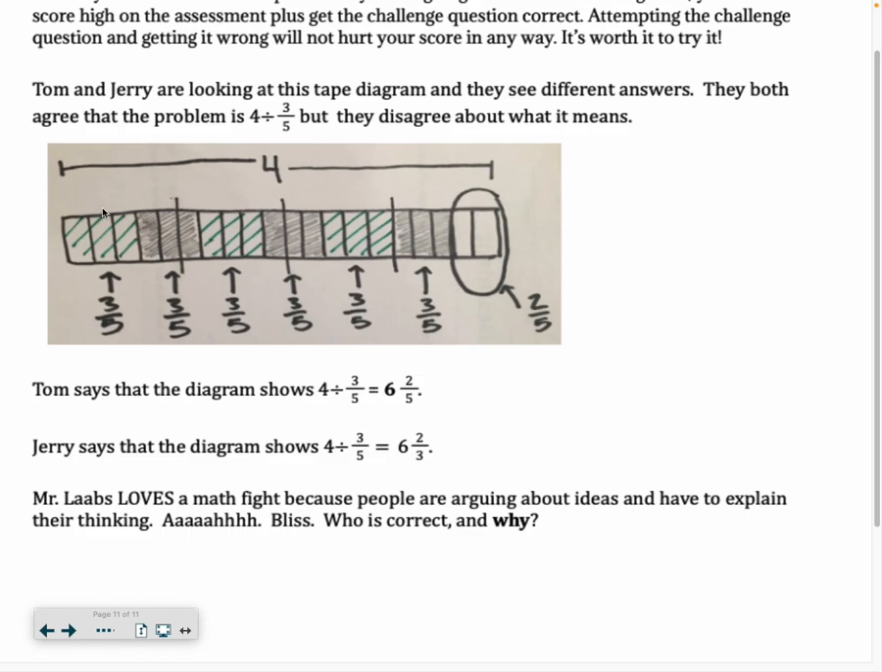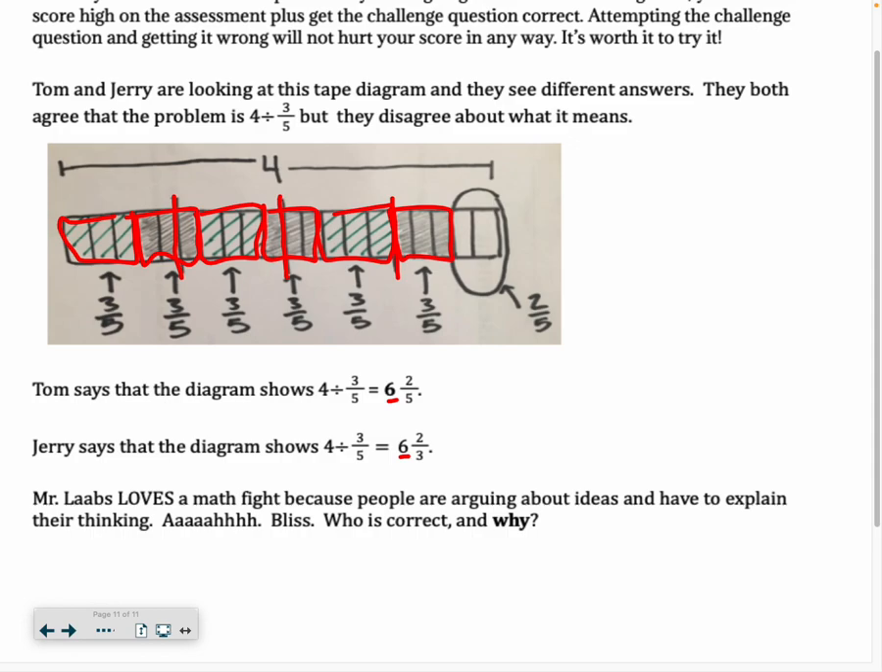So we can clearly see that there are 4 wholes, and we can tell the wholes because they put the longer lines to separate our wholes. And each whole is split into fifths. 1, 2, 3, 4, 5. Okay. Once they split it into fifths, they made their groups of 3/5. That's why you have those different markings. So we have 1 group, 2 groups, 3 groups, 4 groups, 5 groups, 6 whole groups, which is what they both get for their whole number.